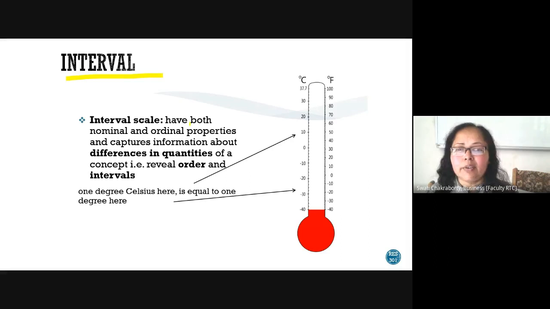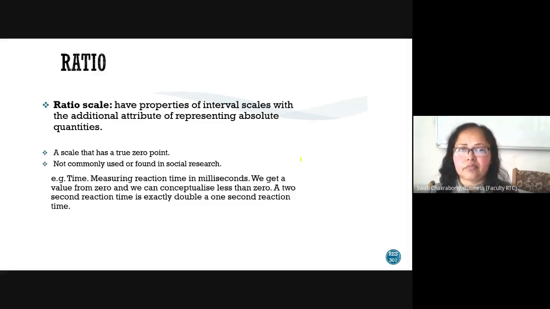Interval has both nominal and ordinal properties, and captures information about differences in quantities of a concept, so it reveals the order and the interval. See this? 1 degree Celsius here is equal to 1 degree Celsius here. So it shows the order as well as the difference.